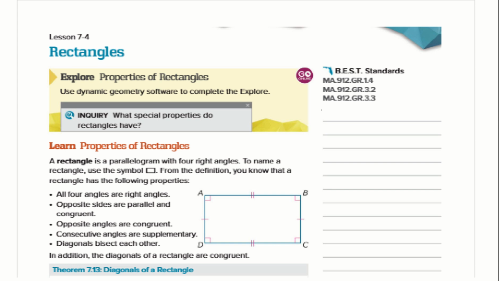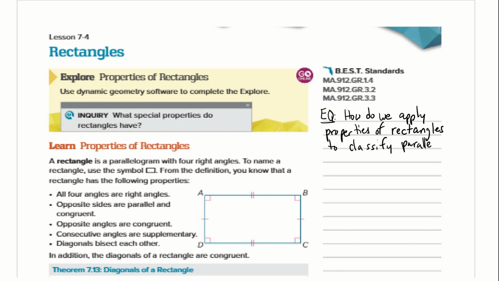So our essential question today is about the properties of rectangles. So how do we apply properties of rectangles to classify parallelograms and solve problems?